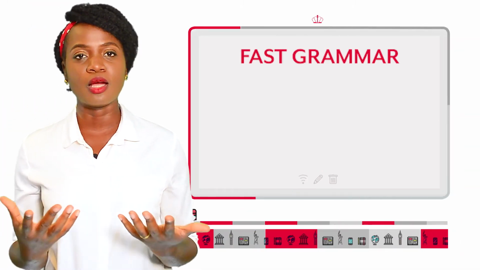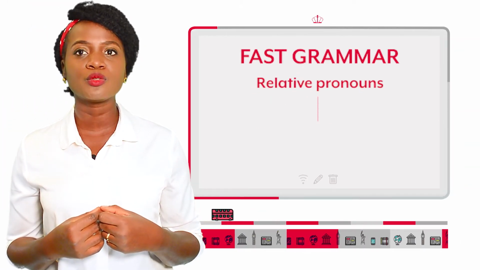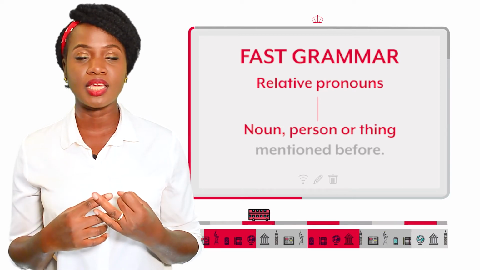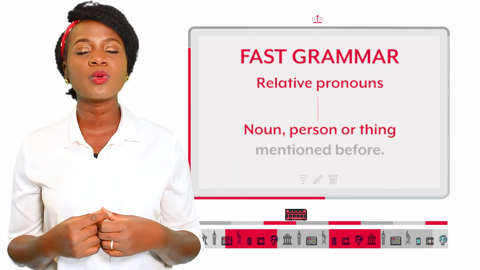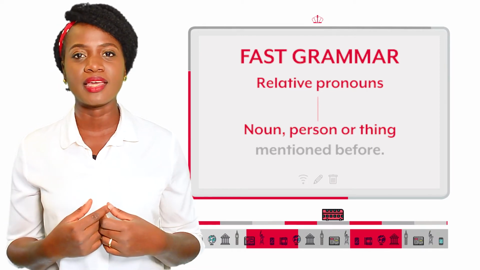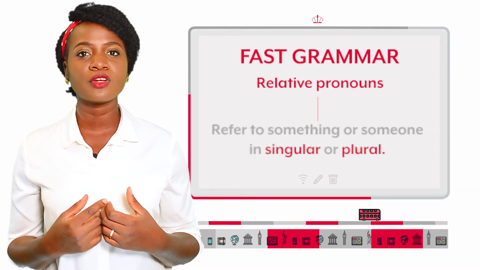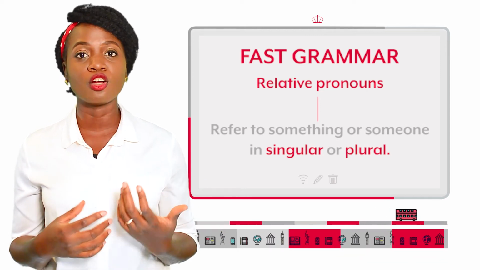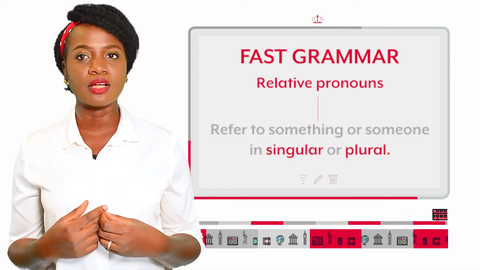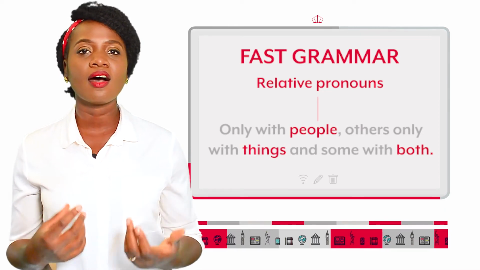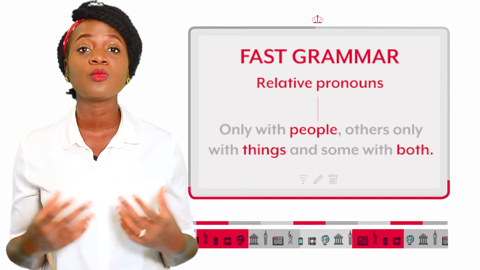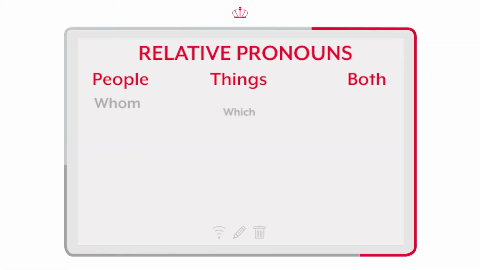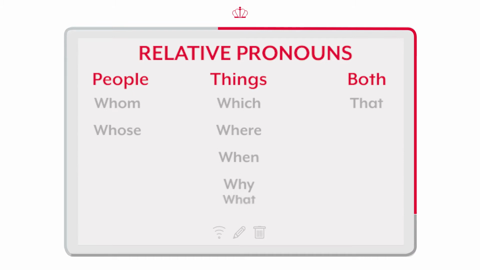Now, let's look at fast grammar. We use relative pronouns to refer to a noun, a person or a thing mentioned before, and to which we want to add more information or modify. Relative pronouns can refer to something or someone in singular or plural. Some relative pronouns can be used only with people, others only with things, and some with both. Whom, which, that, whose, where, when, why, and what.